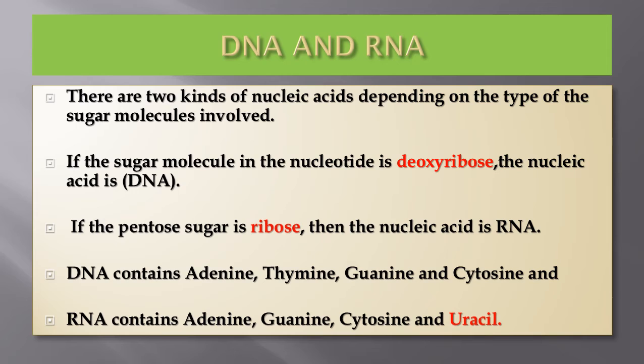Now DNA and RNA, I told you there are two types of nucleic acid depending on the type of sugar molecule involved. If the sugar molecule in the nucleotide is deoxyribose, the nucleic acid is DNA. If the pentose sugar is ribose, the nucleic acid is RNA. So DNA contains adenine, thymine, guanine, and cytosine, and RNA contains adenine, guanine, cytosine, and uracil. So this you have to remember: DNA contains deoxyribose sugar, RNA contains ribose sugar, and the nitrogenous bases differ between the DNA and the RNA.